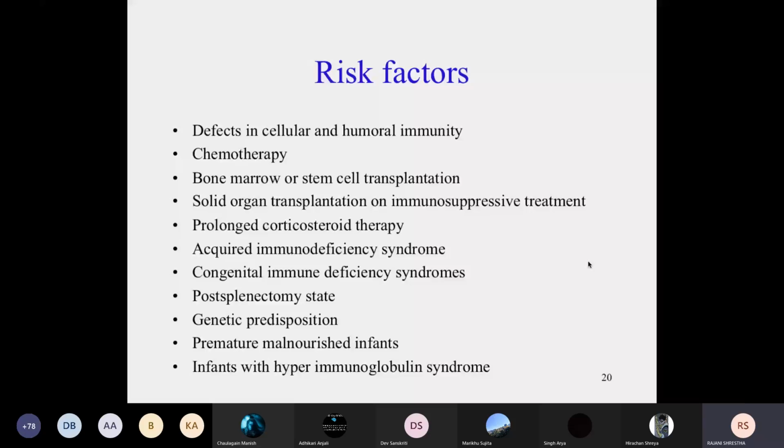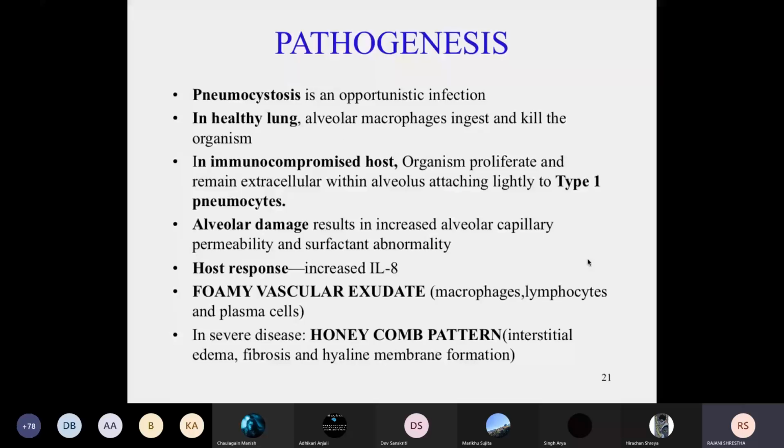So coming to the pathogenesis, pneumocystosis is an opportunistic infection. Whenever in the healthy lung, the alveolar macrophages ingest and kill the microorganism.